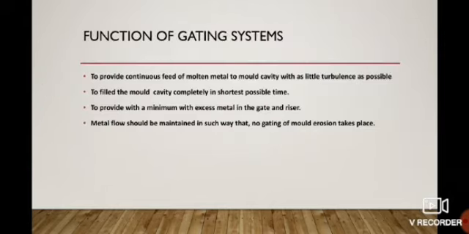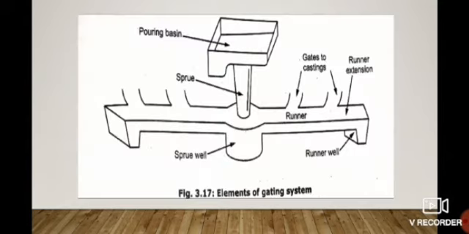Functions of gating system. First one, to provide continuous feed of molten metal to the mold cavity with as little turbulence as possible, to fill the mold cavity completely in the shortest possible time. Third one is to provide a minimum of excess metal in the gate and riser. Fourth one, metal flow should be maintained in such a way that no gating or mold erosion takes place.